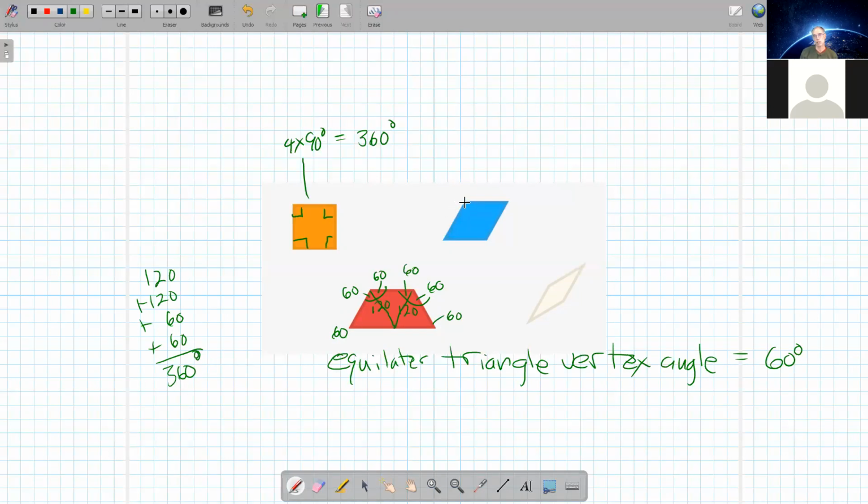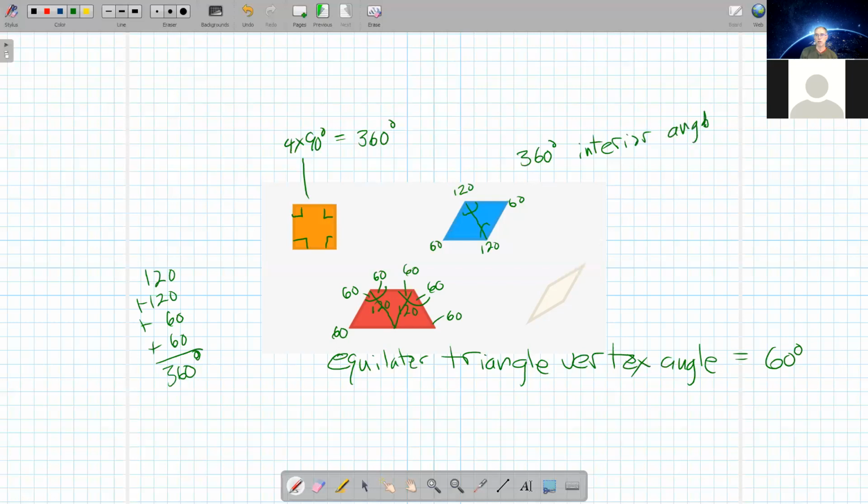This one right here is, again, 2 equilateral triangles. And so that means that angle right there is 120. That one is 120 because it's 2 60s and a 60 and a 60. So interestingly, these 2 quadrilaterals have the same vertex angles, but in a different order. Kind of cool. So again, 360-degree interior angle sum.